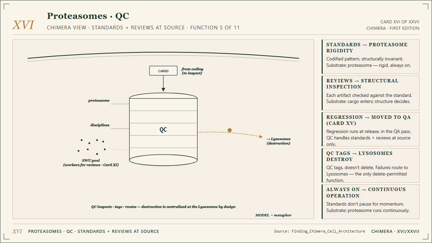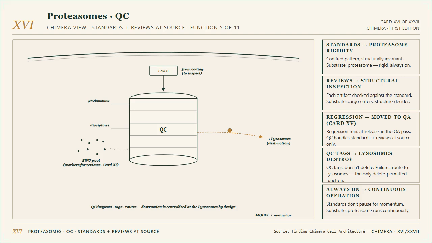The same ribosome structure that does coding when bound to the ER does regression when QC asks. The noun is the work unit. The relationship defines what is being done. The output is where the design choice lands. QC tags. QC does not destroy. Tagged failure vesicles route out to the lysosome, the only function in the cell permitted to delete. Destruction is centralized at one site by design. One audit point, one place to harden, one place to verify.